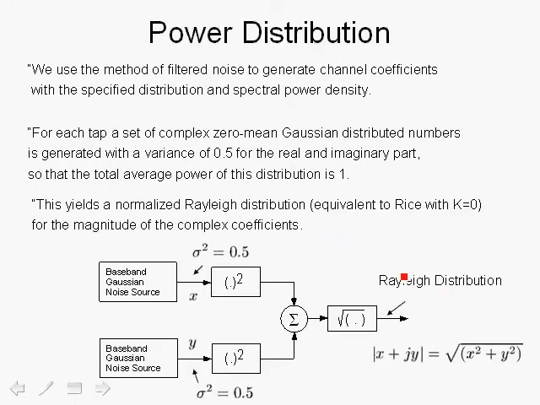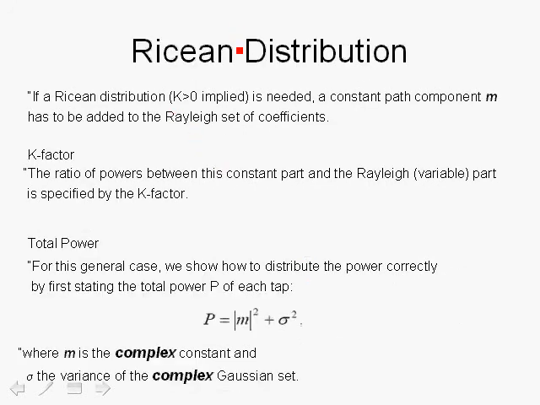In the case of Rayleigh distribution, there is no direct line of sight with the base station, so all the energy is due to multipath non-line of sight components. If we have a direct line of sight to the base station, then we have a Ricean distribution. In this case, K is greater than 0. So a large K factor means you have a component due to direct line of sight with the base station. And here we're discussing how to incorporate the K factor and what is the definition of the K factor.